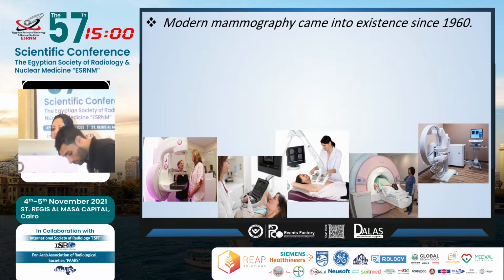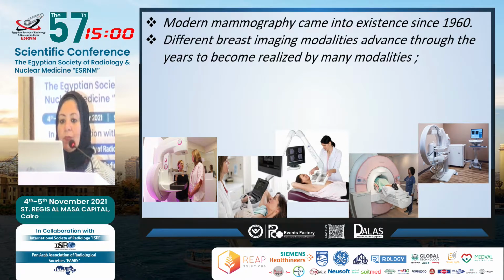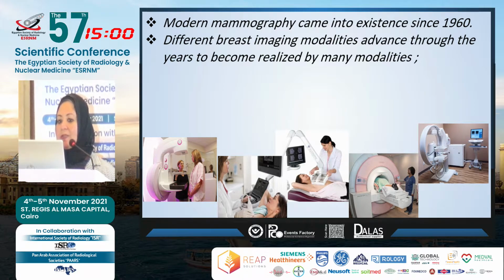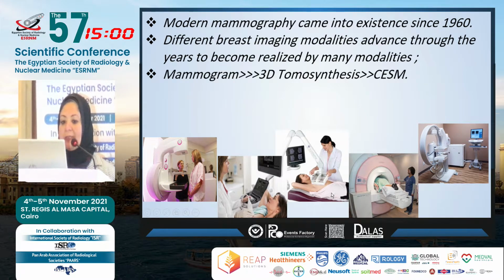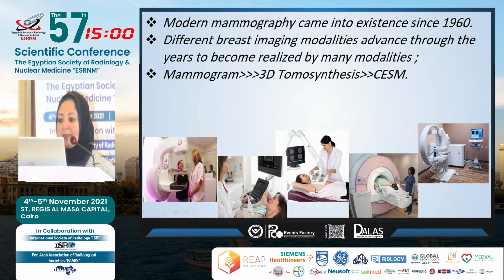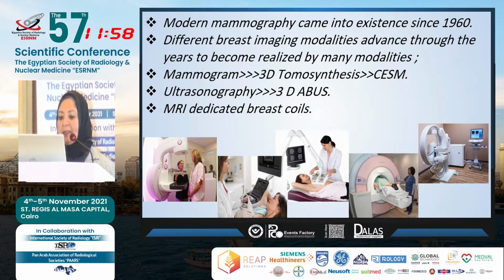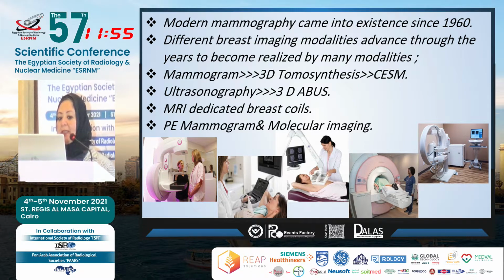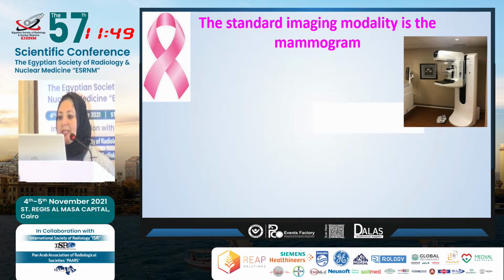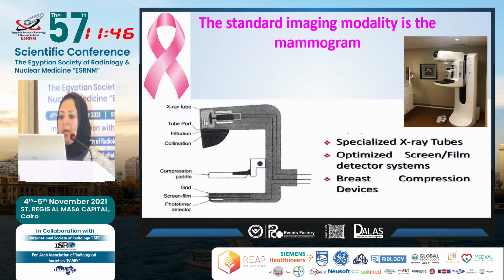Modern mammography came into existence a very long time ago. Different breast imaging modalities advanced through the years. The gold standard technique is the mammogram, the tomosynthesis, and the recent contrast-enhanced mammogram, and the 2D handheld ultrasound that has recently developed into the 3D ABUS, automated breast ultrasound, the MRI dedicated breast coils, and the recently introduced into Egypt positron emission mammogram and molecular imaging, while the standard imaging modality will always remain the mammogram.